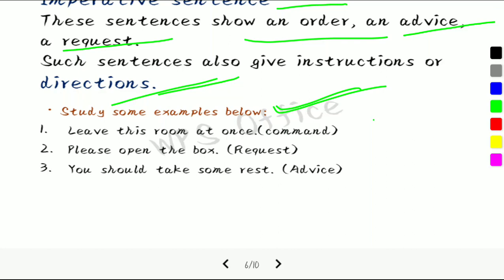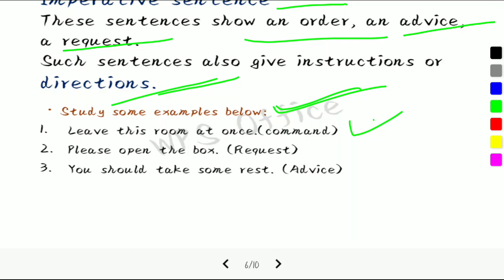Leave this room at once. This is a command. This can be said like this: Leave this room at once. I'm warning you. I'm asking you to leave the room at once. Means to get out. This is a command to get out.